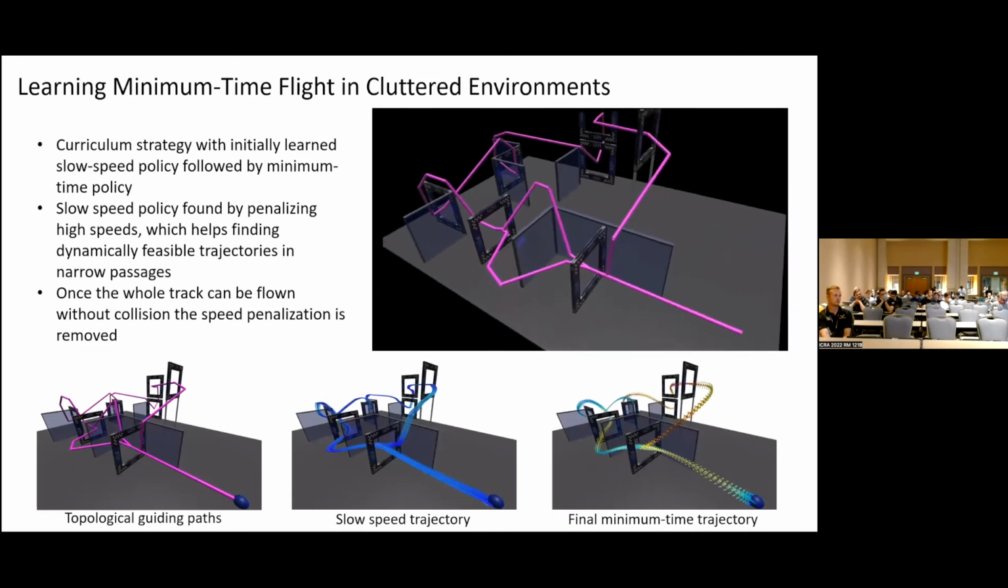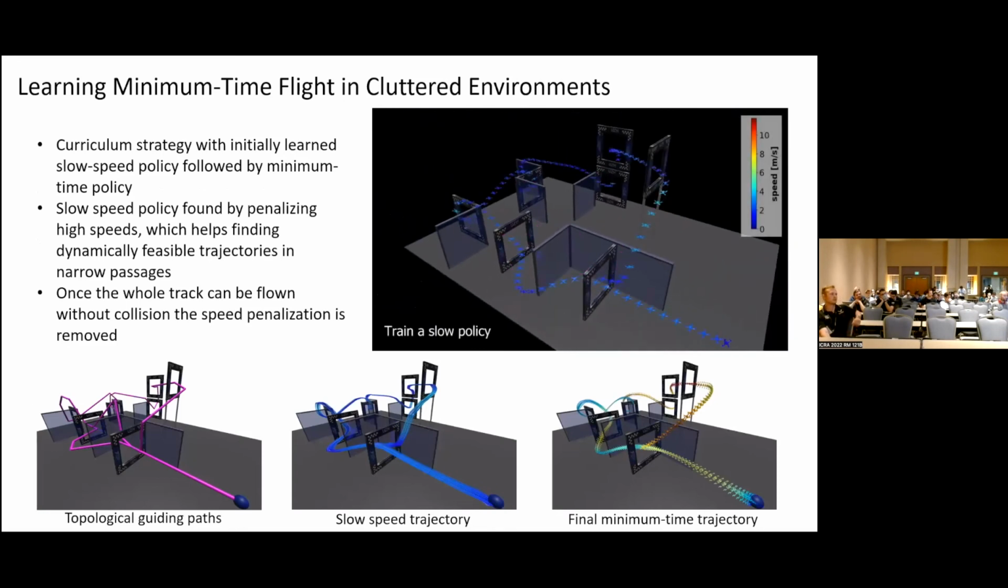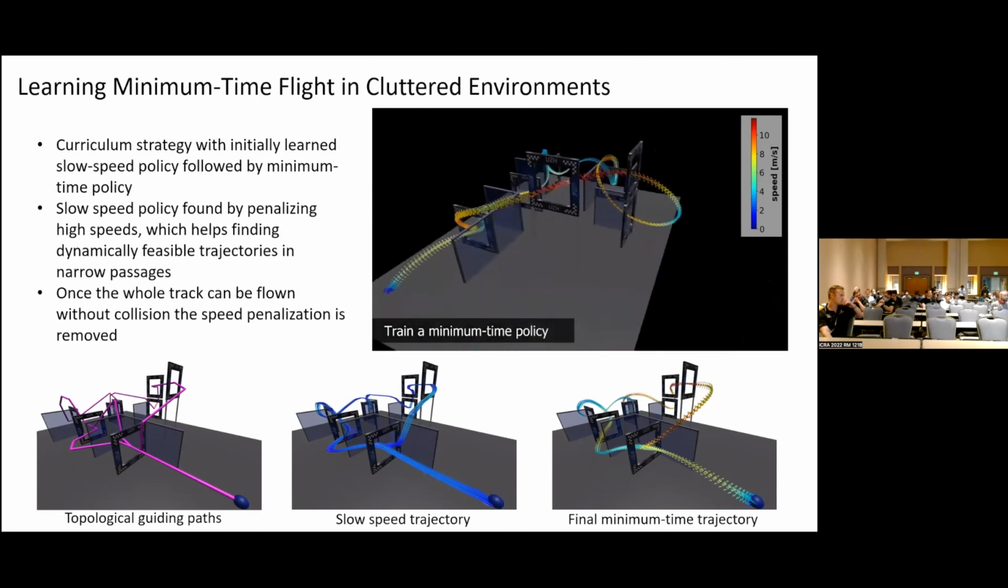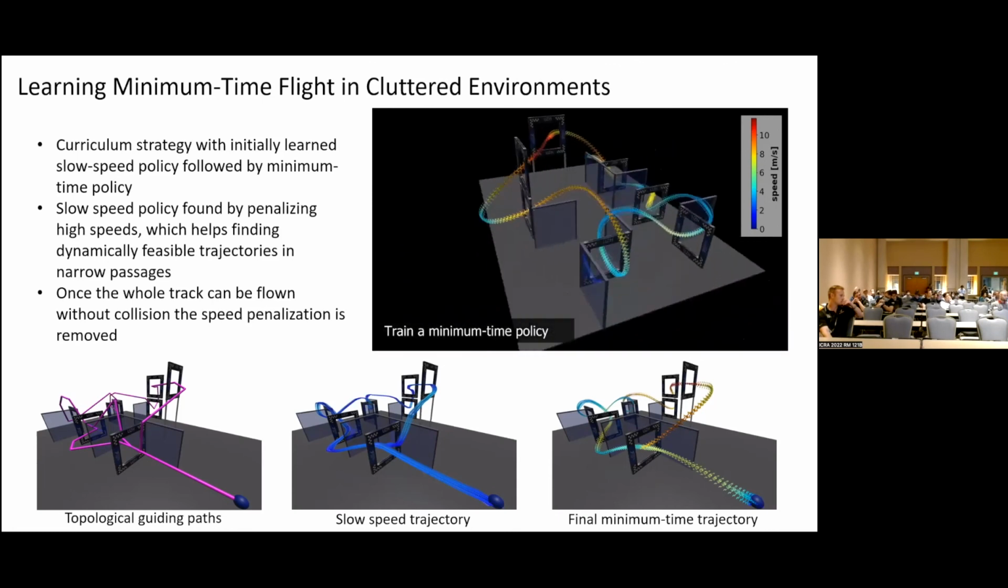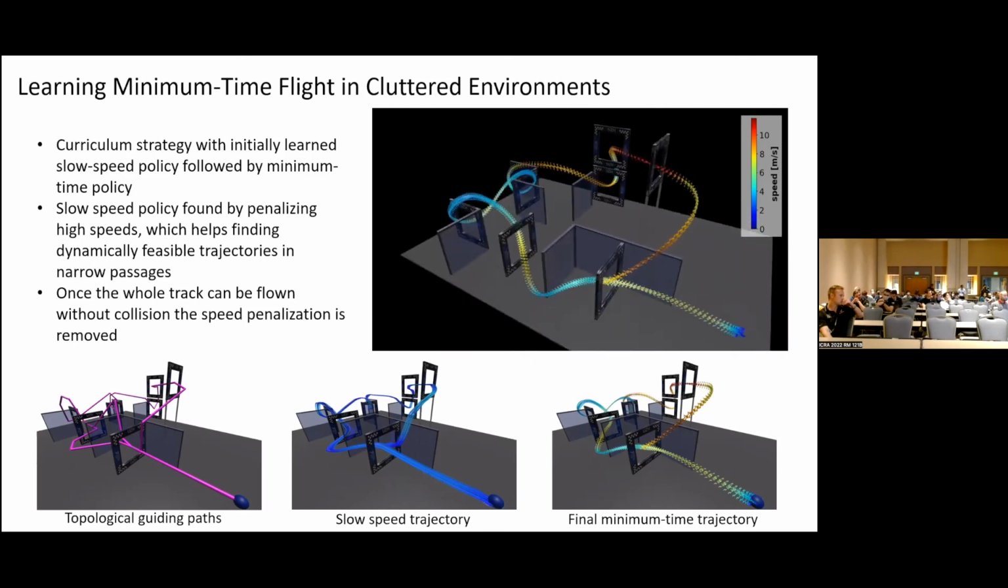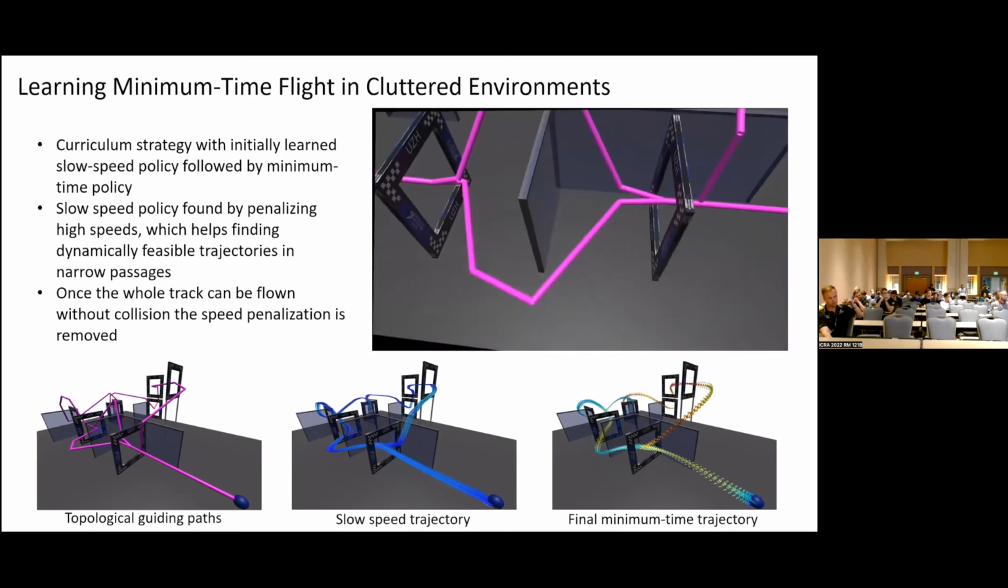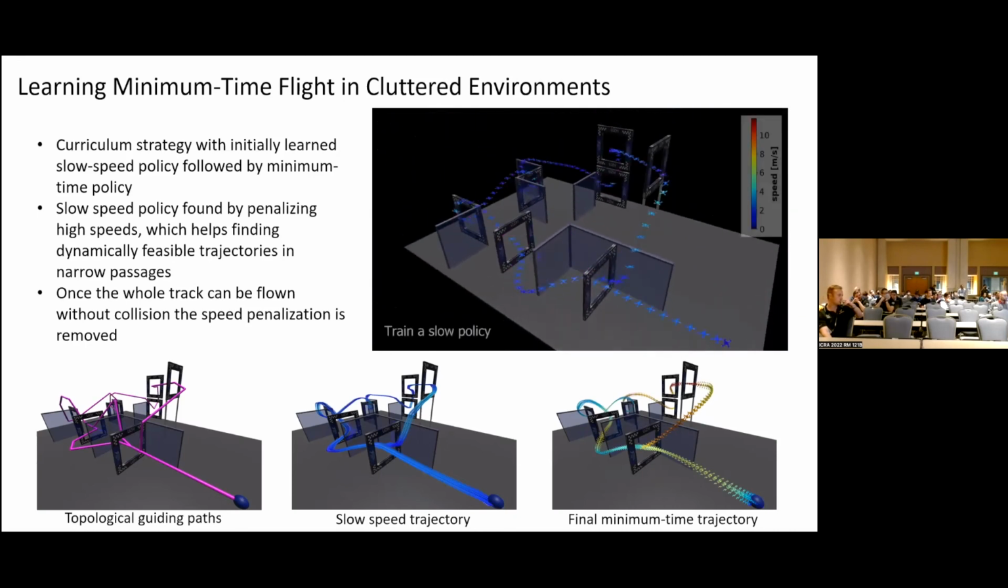Yes. Additionally, we had to use a strategy called curriculum learning to train it sequentially. We first taught the network to fly slowly through the environment, which is better because it's easier to avoid the obstacles or pass through the narrow gaps if the drone flies slowly. Then in the later stage of the curriculum learning, we remove those constraints on the speed of the flight, and we learn minimum time flight.